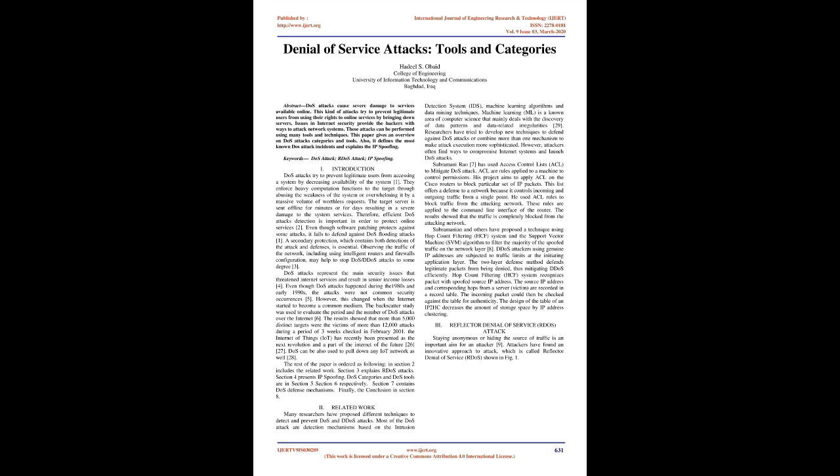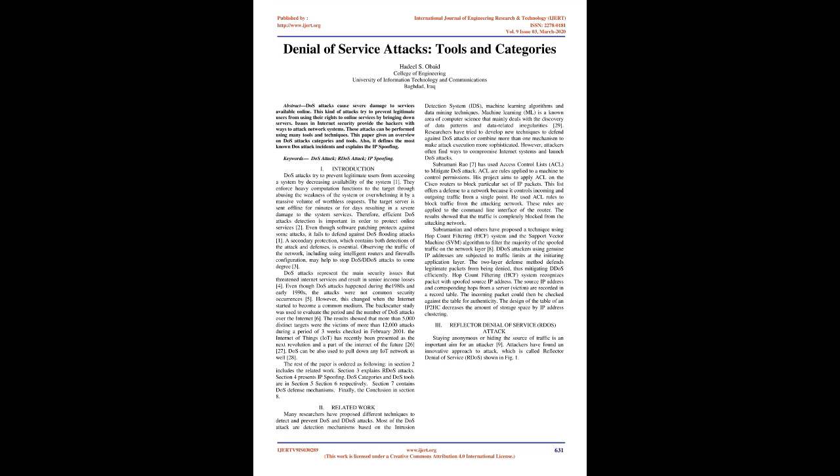Even though DoS attacks happened during the 1980s and early 1990s, the attacks were not common security occurrences. However, this changed when the Internet started to become a common medium. The backscatter study was used to evaluate the period and the number of DoS attacks over the Internet. The results showed that more than 5,000 distinct targets were the victims of more than 12,000 attacks during a period of 3 weeks, checked in February 2001.